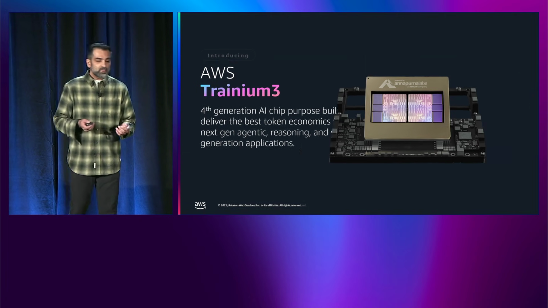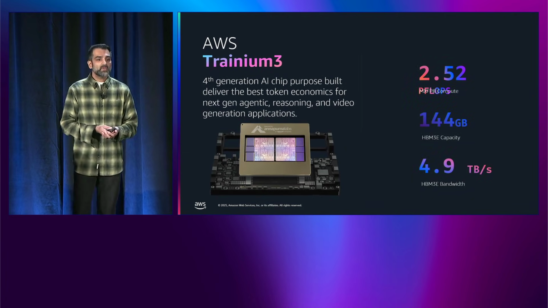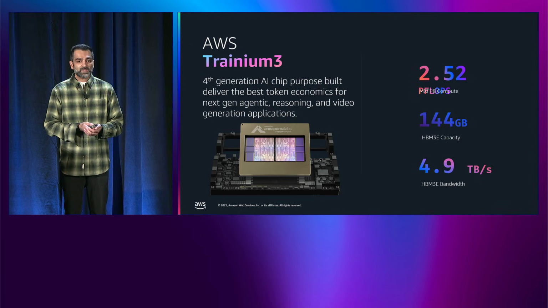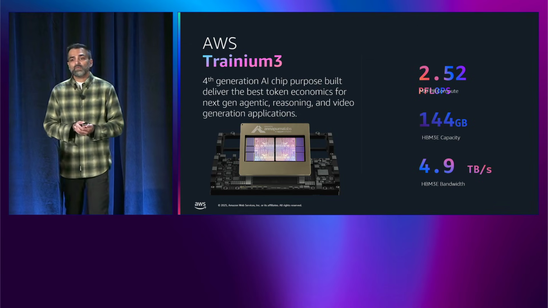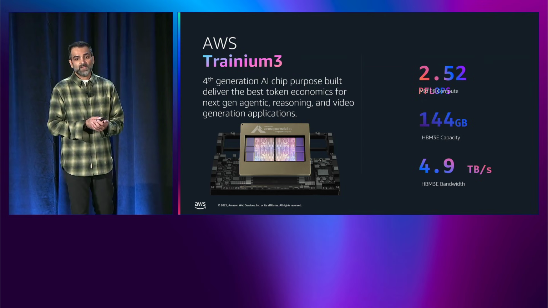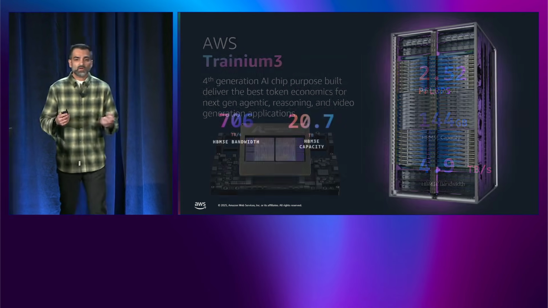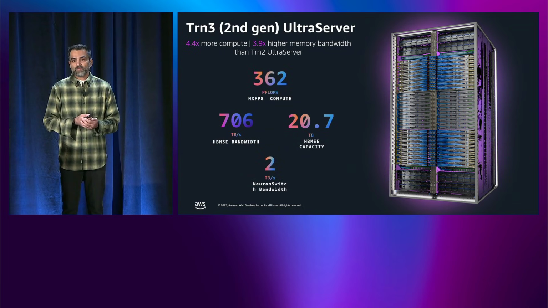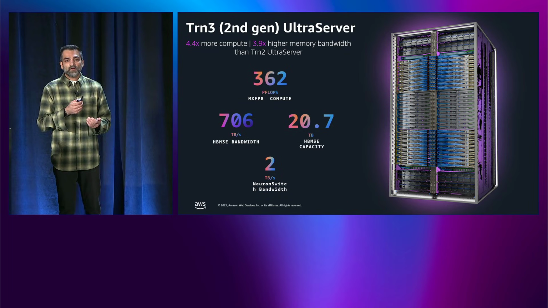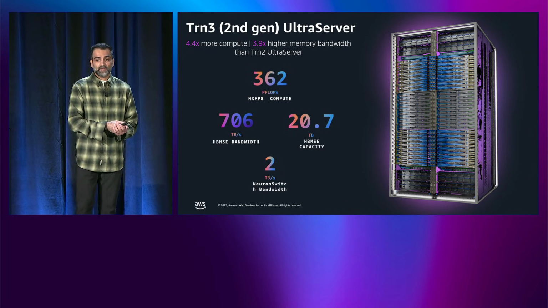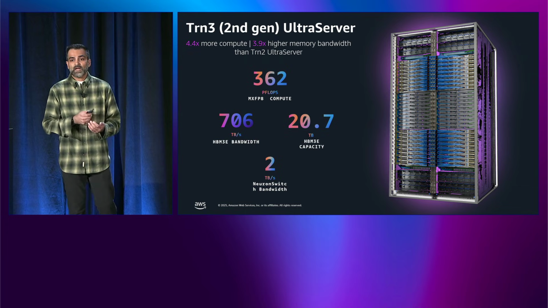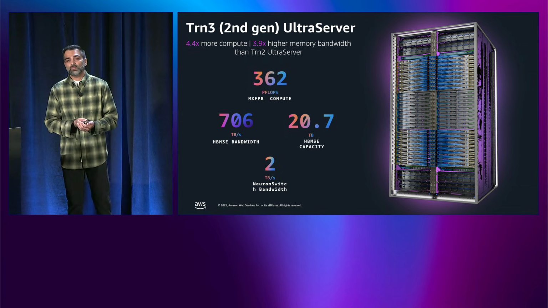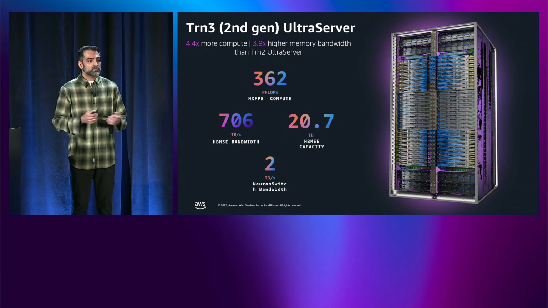With Trainium 3, we've doubled our compute on chip. We've increased our memory capacity on chip by 50%, and we've increased the memory bandwidth by an additional 1.7 times. And what this really means is when we put it all together into our 2nd generation Ultra server, we're giving you 4.4 times more FP8 compute than we made available in our last generation. We also are giving 3.9x higher memory bandwidth and 3.4x more memory capacity at the full Ultra server level.